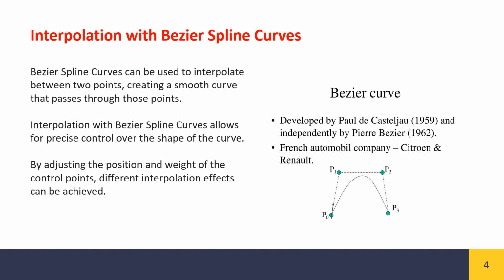Interpolation with Bezier spline curves. Bezier spline curves can be used to interpolate between two points, creating a smooth curve that passes through those points. Interpolation with Bezier spline curves allows for precise control over the shape of the curve. By adjusting the position and weight of the control points, we can achieve different interpolation effects.